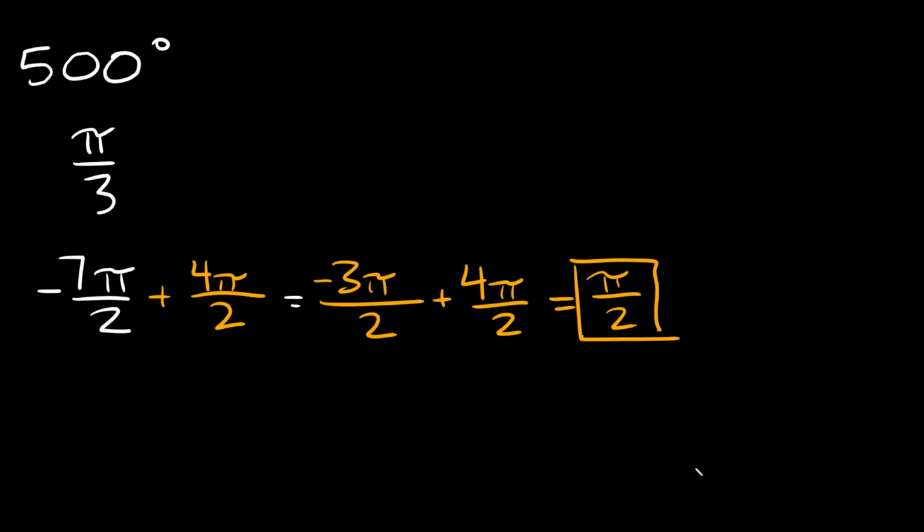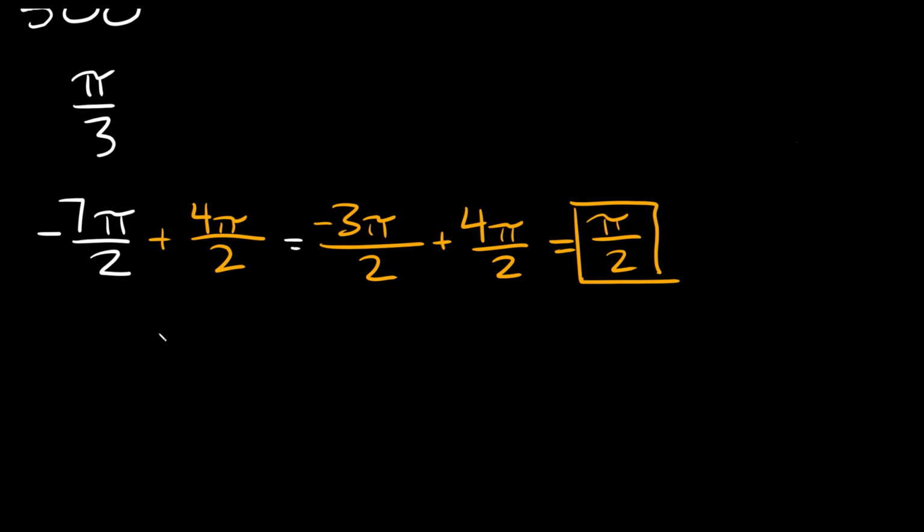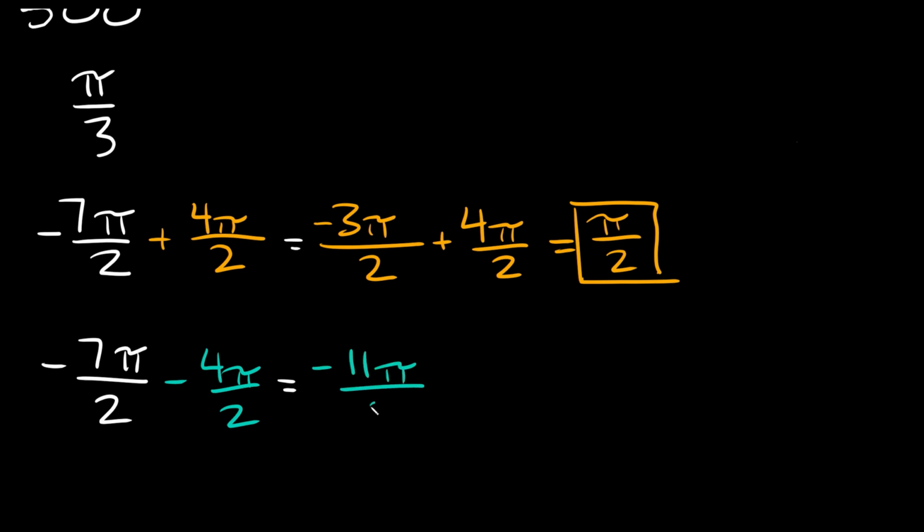Okay, great. So now let's find a negative coterminal angle. So again, we have negative 7 pi over 2, and this time we are going to subtract 2 pi. But again, we can just put the equivalent fraction, right? So we can subtract 4 pi over 2. So here we get negative 7 minus 4, that's equal to negative 11 pi over 2.